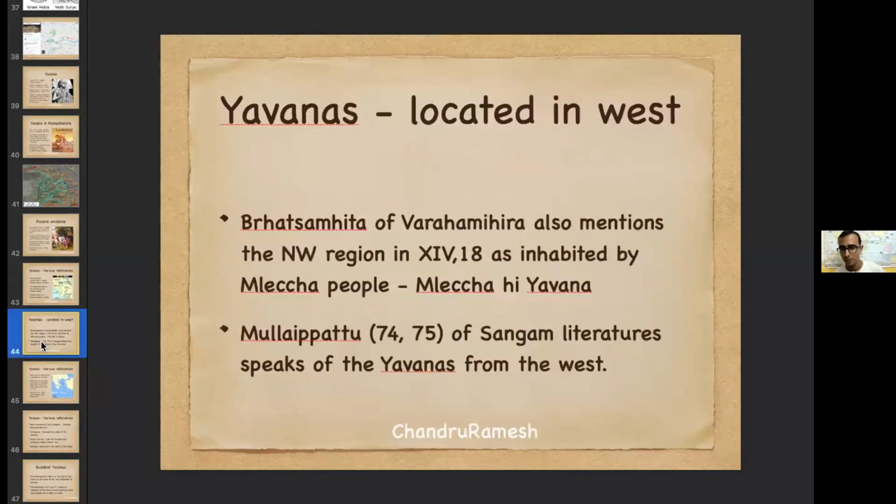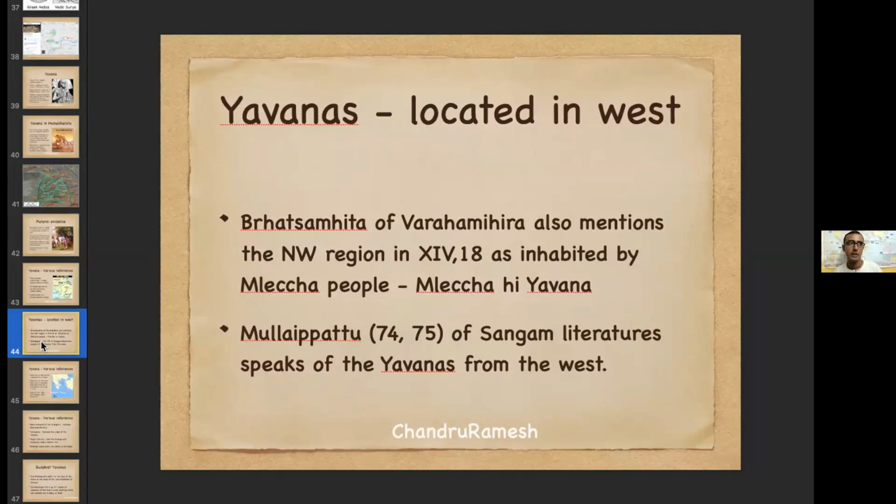If you want to go deeper, you will see in the Tamil Sangam literature, Mullai Part 2, 74, 75, it speaks of the Yavanas from the west. Again, the Yavanas are located to the west. The Brihat Samhita of Varaha Mihira also mentions in a particular verse that the northwest region, northwest of India, is inhabited by the Mleccha and Yavana. So it says Mleccha hi Yavana. Many times the Mleccha and Yavana are combinedly referred to as one identity.